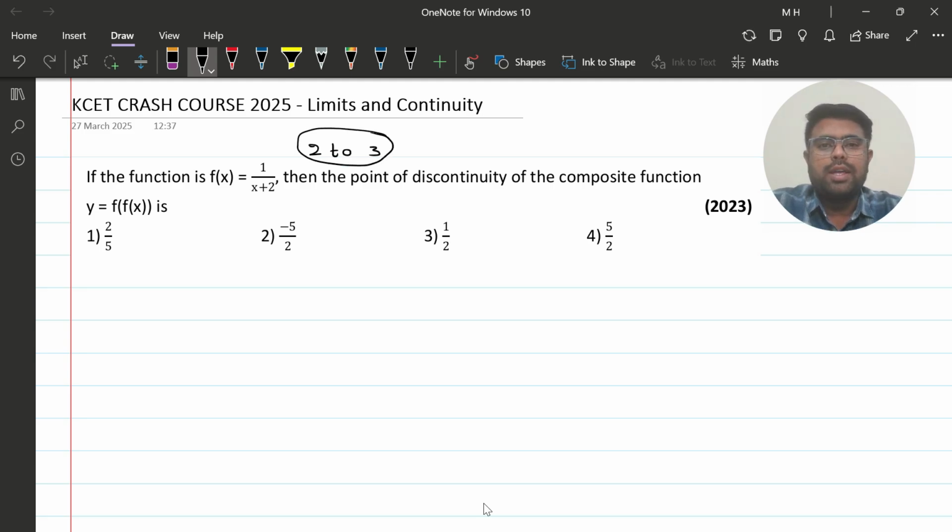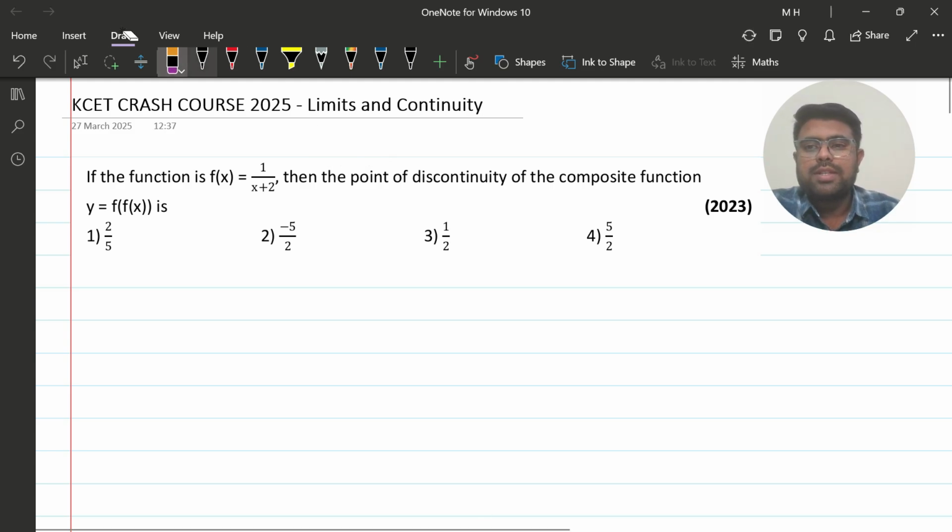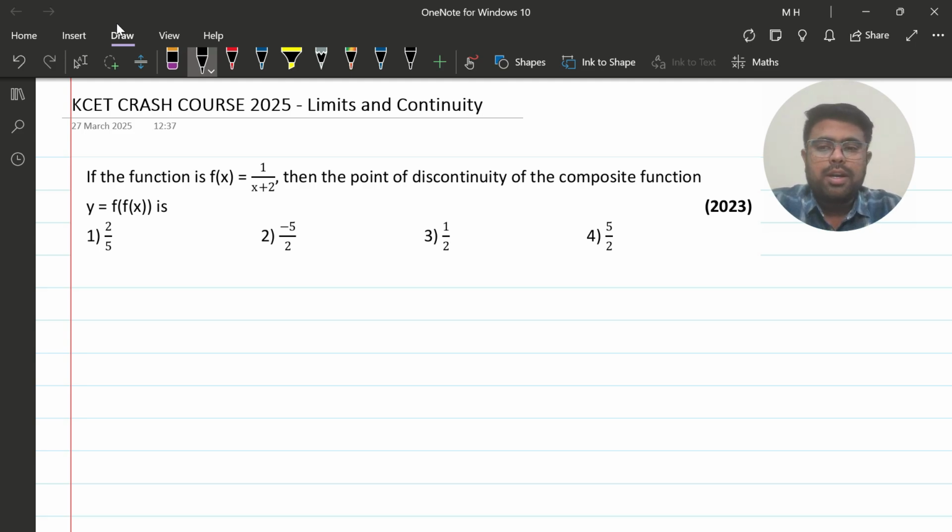So I request that you concentrate throughout the lecture thoroughly, and make sure you go through each and every problem that I solve, and also the additional previous year questions that you get on this particular chapter. As far as the theory is concerned, I will be revising the required theory part along with the questions itself. So I request that you thoroughly listen to me throughout the lecture without getting distracted.